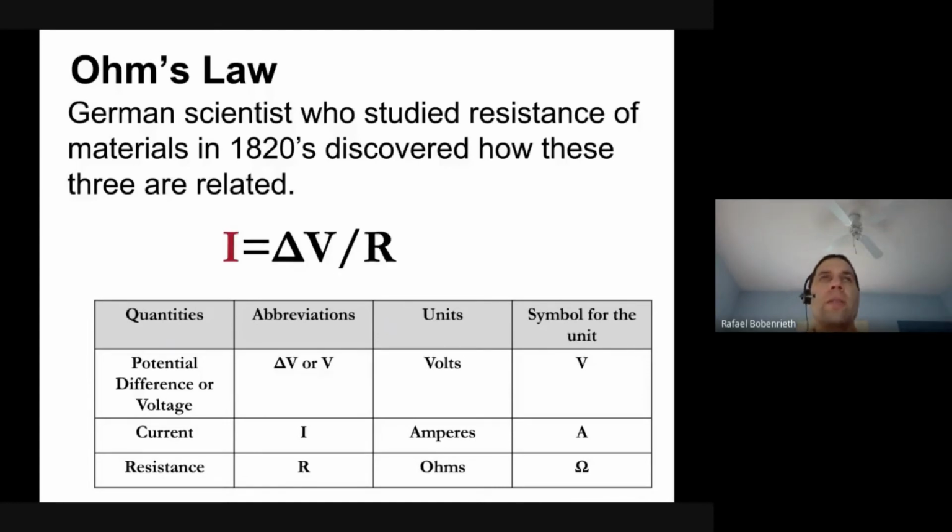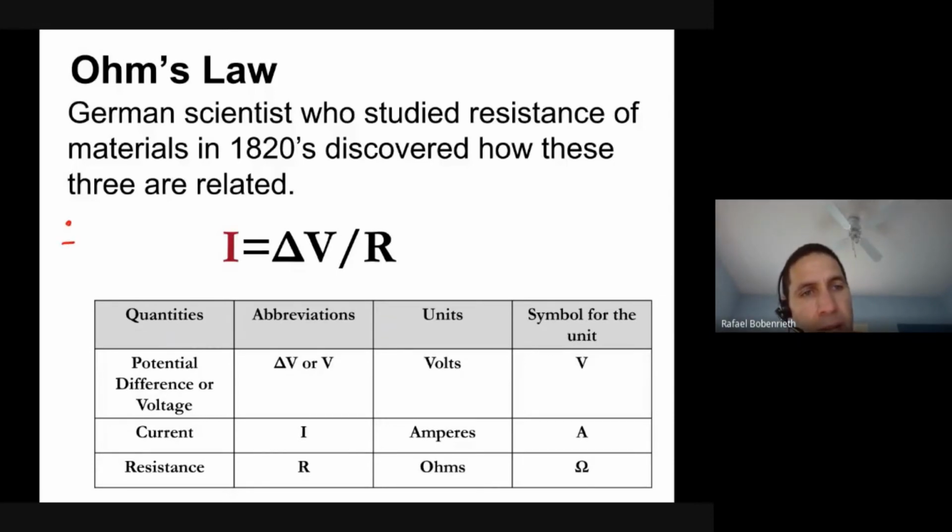Basically, the current between 2 spots in a circuit is equal to the potential difference between those 2 points in the circuit divided by the resistance between 2 points in the circuit. And notice I said between 2 points in the circuit. So I just want to be really clear here.